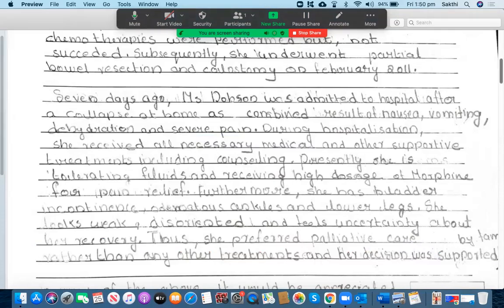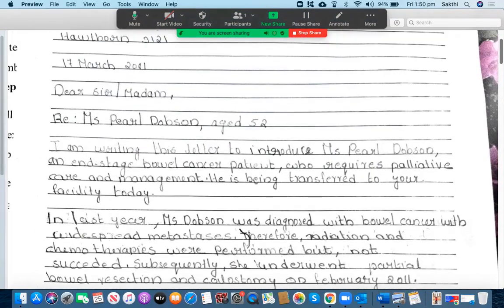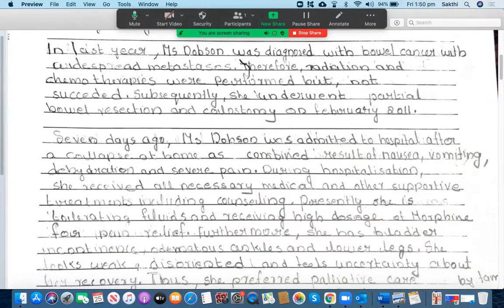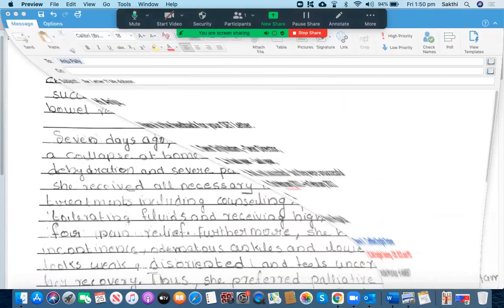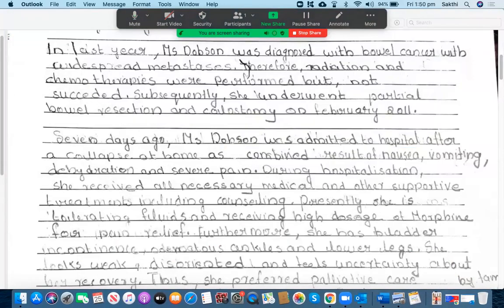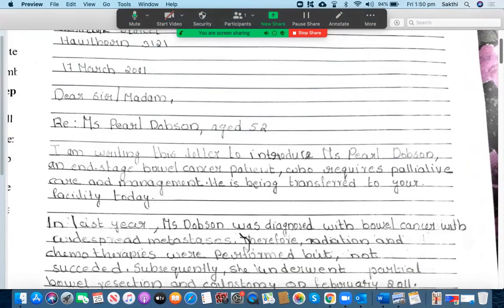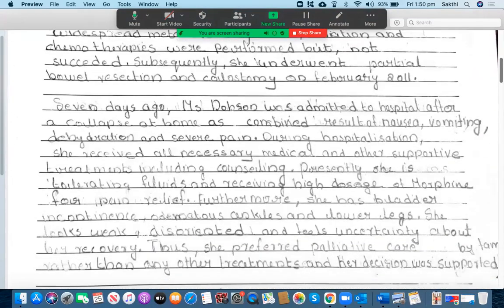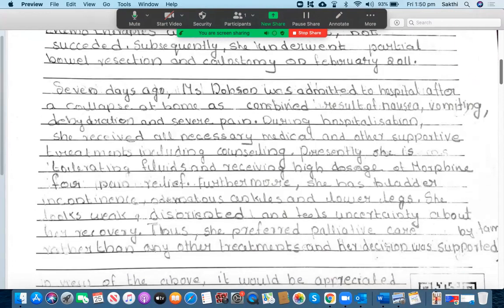All right, let's go back and see if it happened in the same year. If it happens in the same year, you don't need to use the year. So February 2011 is not needed. You can just simply mention in February. That's it. Okay, that should be all right. And yeah, if it happened last month as well, you can mention just last month. That's fine, but that's okay.